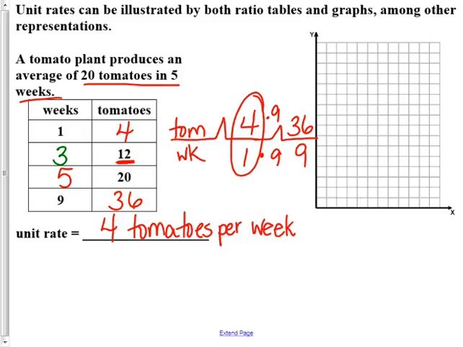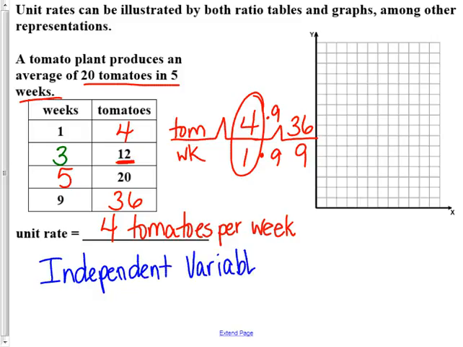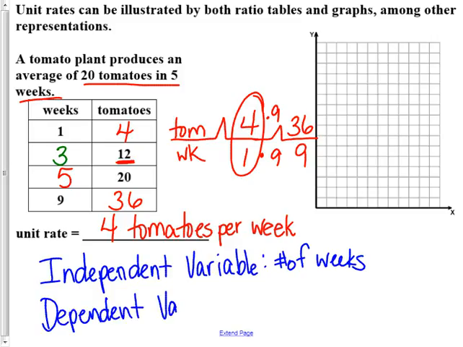Now, although it isn't a focus of this lesson, we also could look at this and pick out the independent and dependent variables in this situation. The independent variable, the thing that has to happen in order for the other one to happen, is that there has to be time in order for the tomatoes to grow. Therefore, the number of weeks is our independent variable, and our dependent variable is going to be the number of tomatoes.